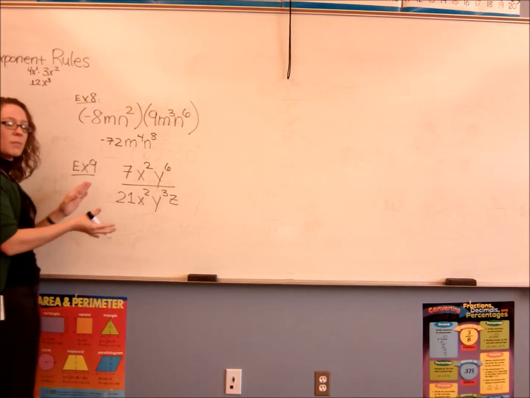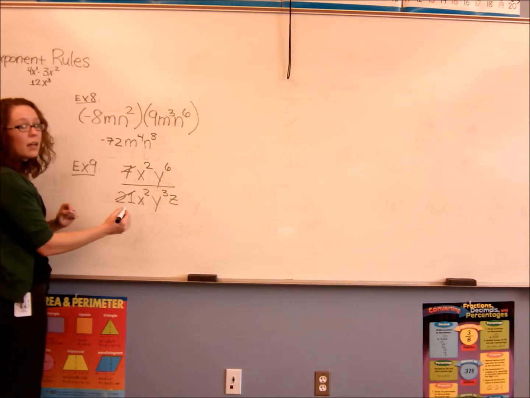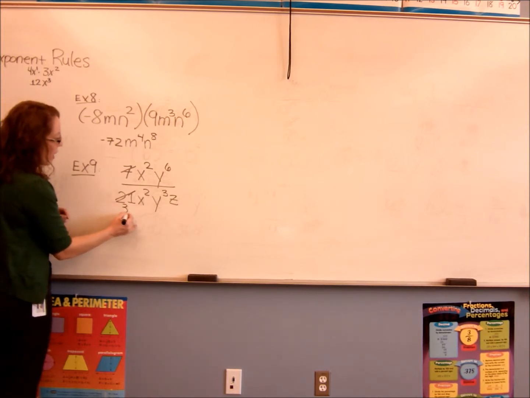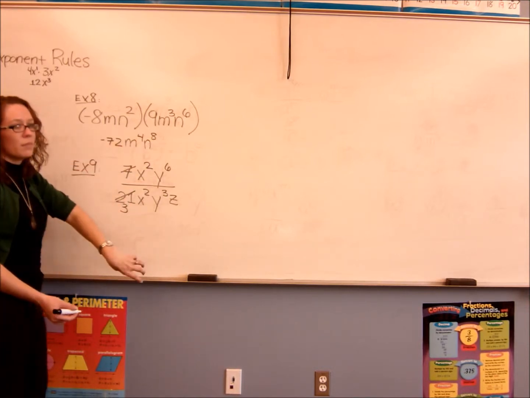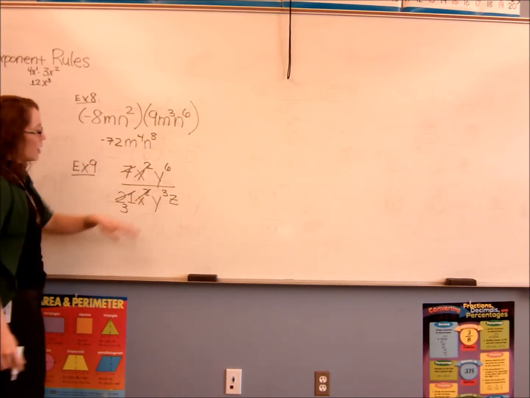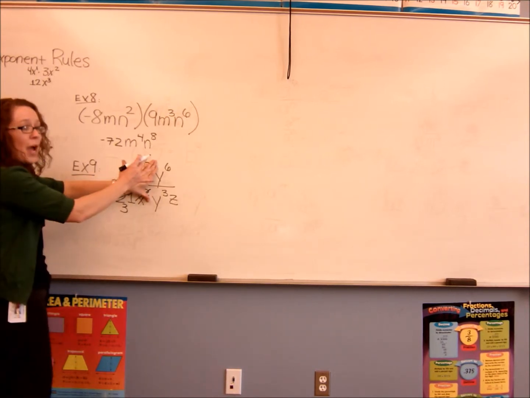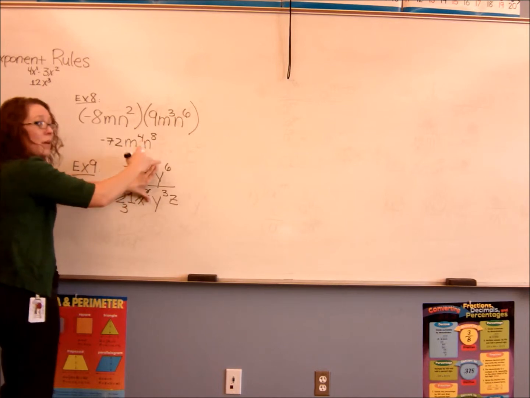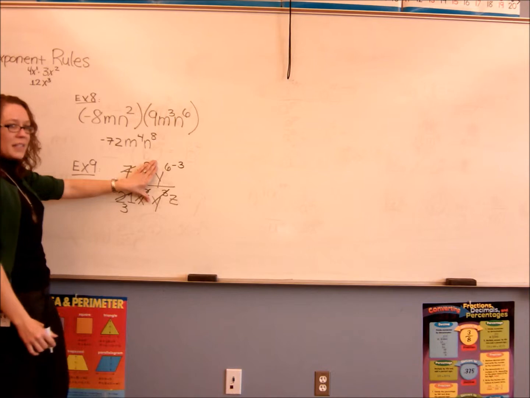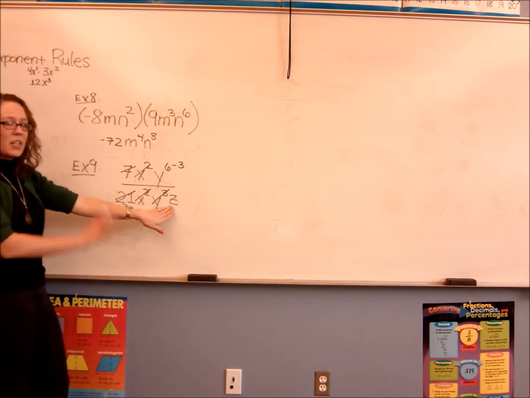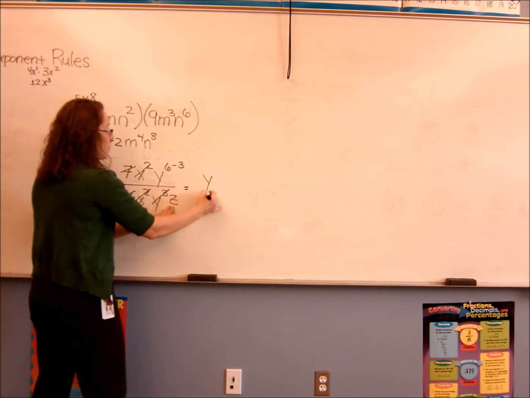You said 7 goes into 21 how many times? 3 times. Okay, so 3 stays in the bottom. What happens with this x squared and x squared? They cross out. Good. Look at the y's. Which exponent is bigger? Top. So we're going to subtract from the top. If it's bigger in the top, subtract from there. So 6 minus 3 is 3, and that stays up top. Z is by itself, is there any matching? No, so we're going to leave that. So here we go: y cubed over 3 z.